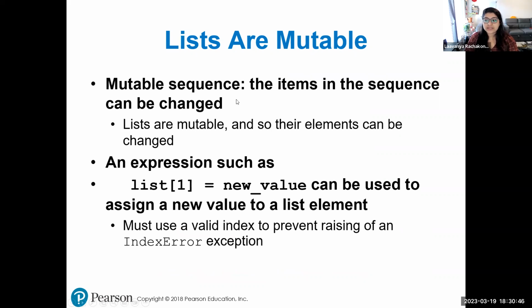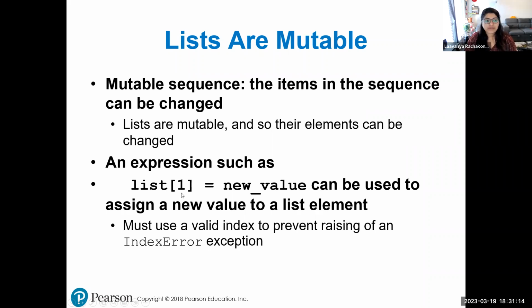Mutability. Lists are mutable. I have mentioned this maybe three times already. So lists can be changed. The elements can be changed, added, edited, removed, deleted, etc. An expression such as list[1] = new value can be used when you are trying to assign a new value to your list element 1.